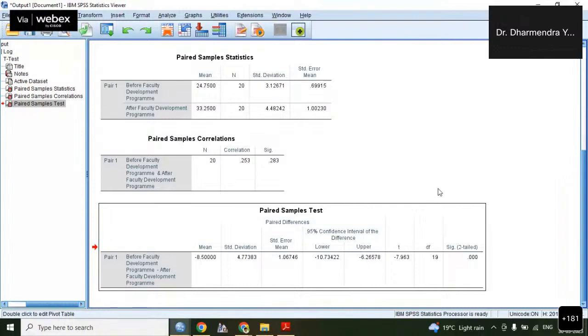So in this way, you can apply the paired t-test, right? So any doubt for this paired t-test, please let me know.